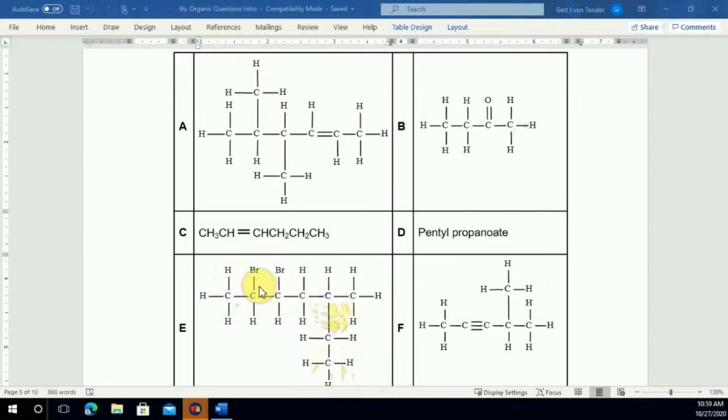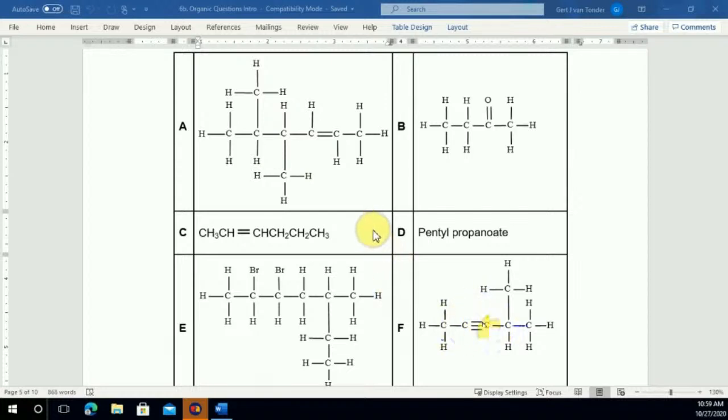This is also called saturated. Notice there's only single bonds between carbons. Single bonds between carbons are called saturated. If there's a double bond between carbons, it's called unsaturated. This is an alkyne because of the triple bond.